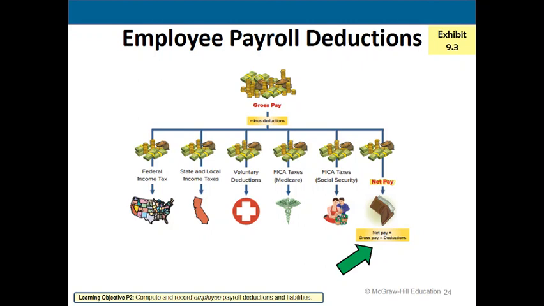Now, some of the more common payroll deductions are federal income tax. That's certainly true of all payroll deductions. State and local income taxes, maybe. Voluntary deductions, maybe. FICA taxes, Medicare, and FICA taxes, Social Security, definitely. So it kind of depends.